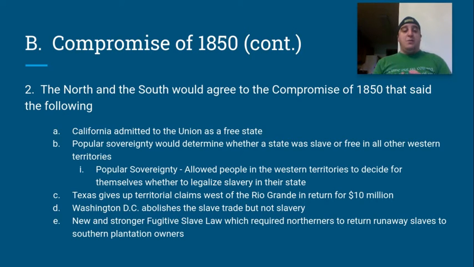They're also okay with Washington, D.C. abolishing the slave trade. You can no longer sell slaves in Washington, D.C., in the capital, but you can still have slavery. So that was kind of a middle of the road provision for the North and the South. California being admitted to the Union as a free state is all favoring the North. That completely and totally favors the North. There's no in between on that one.